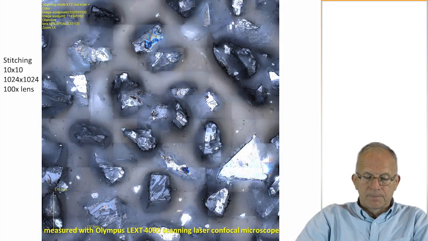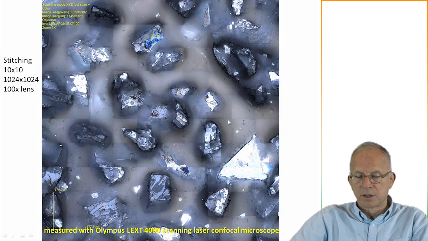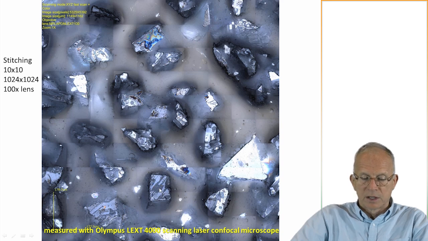All right. So here this is looking straight down. This is a remarkable measurement, actually, with the confocal microscope. It's stitched together, 10 by 10, so there's 100 different images, each one with 1,000,000 elevations, made with a 100x lens. And so this is what the actual light looks like on this, and you can see the way it's caught some of the abrasive grains.